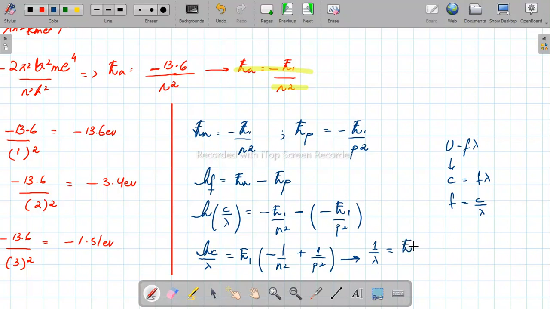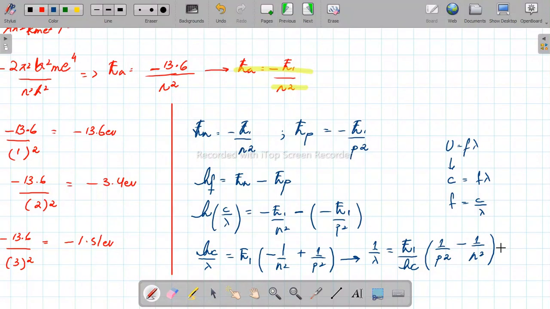This becomes E1, which was already here. This hc comes here in the denominator to the right side, and then we have this expression here. How can we write this rearranged, for our convenience? Since this term is positive, let's write it first. We have 1 over p square, and then this minus 1 over n square. Just remember that this n was the higher energy level and this p was the lower energy level in which the electron has arrived after the transition, right?